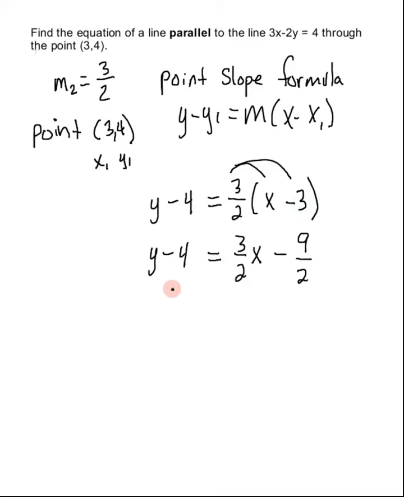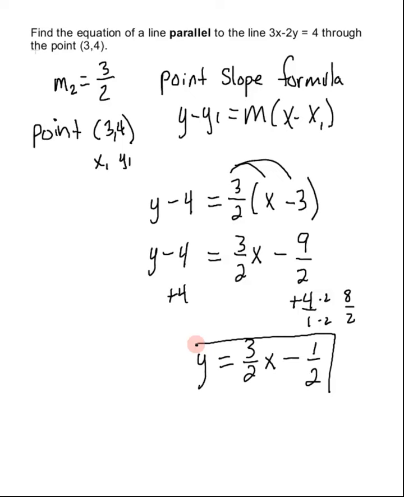Now we're going to add a 4 to both sides, but adding a 4 over here is really, remember it's 4 over 1, so multiply each of them by 2. I get 8/2. So 8/2 minus 9/2. So I have y equals 3/2 x minus 1/2, since negative 9 plus 8 is negative 1. This is the equation of the line that is parallel to the given equation.